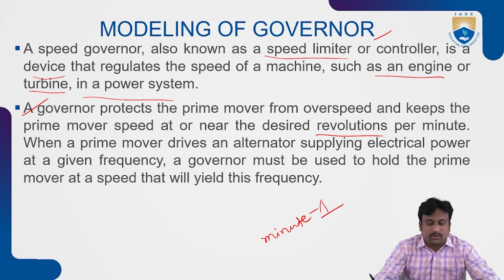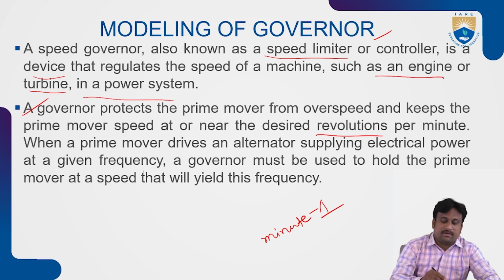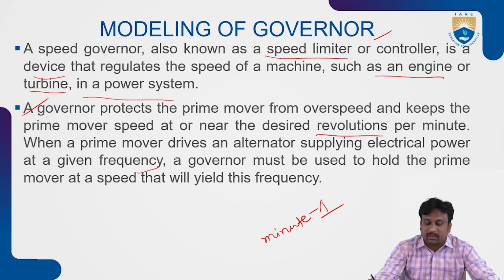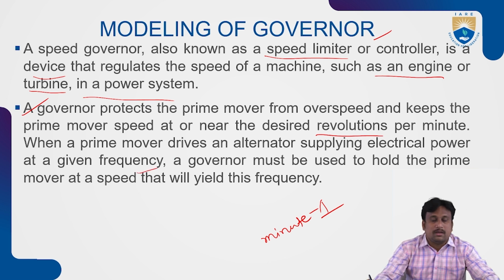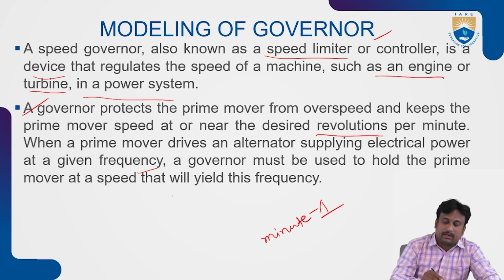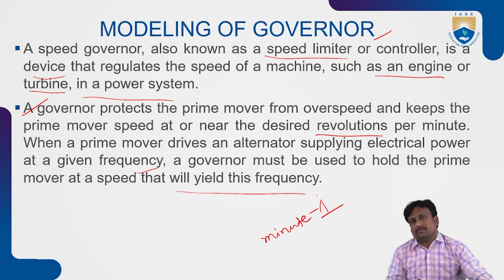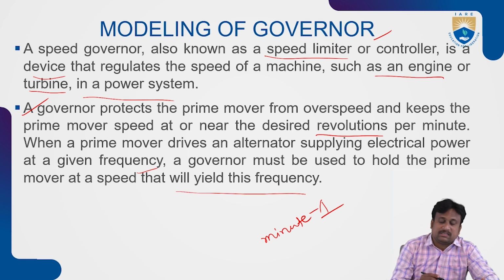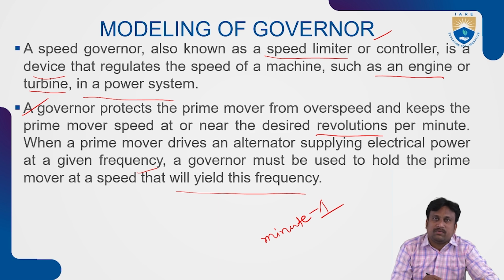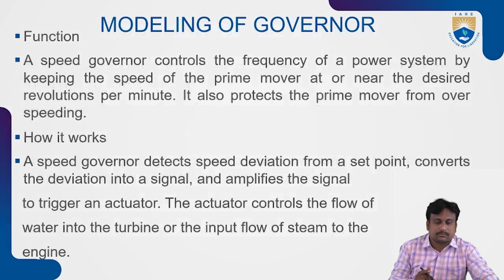When a prime mover drives an alternator supplying electric power at a given frequency, the governor must be used to hold the prime mover at a speed that yields the frequency. So it should match the frequency, whatever speed we adjust.